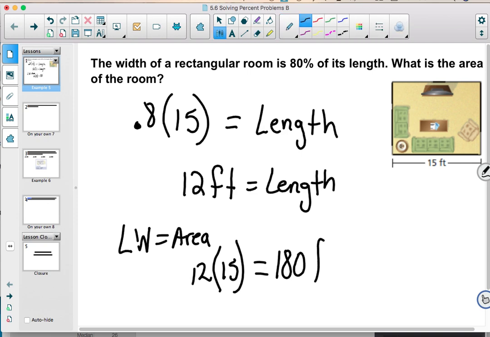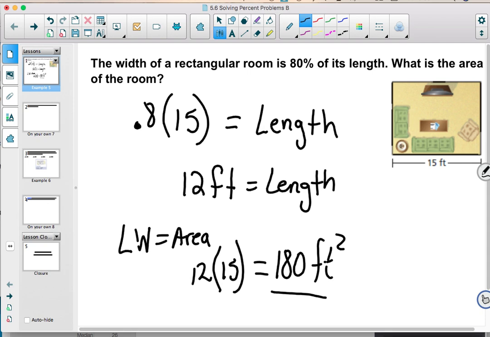Keep it where you guys can understand. 180 feet squared. Now have I answered the question of the story? Yes. Always make sure. This one, we just didn't go straight to the final answer. So we have to always go back and double check in our story problem if we've answered the question that it was given us.